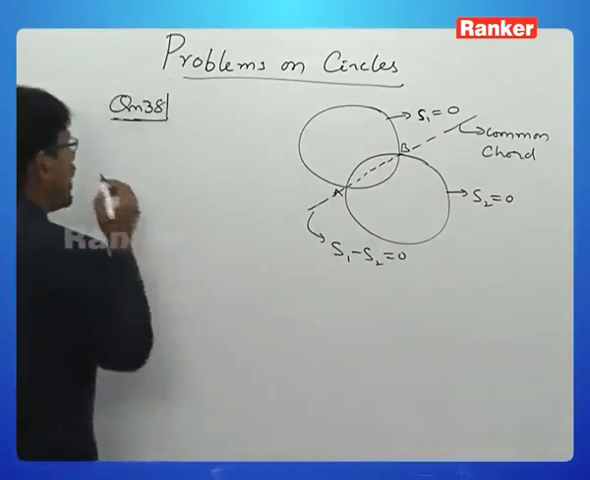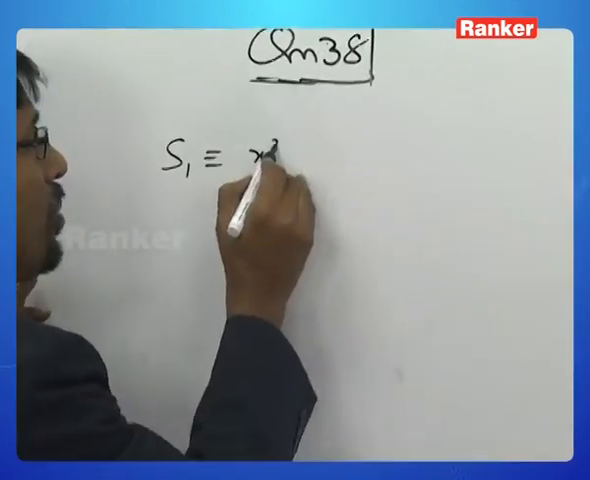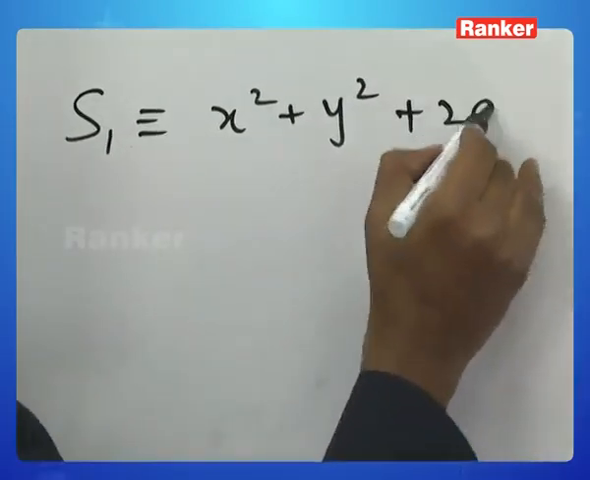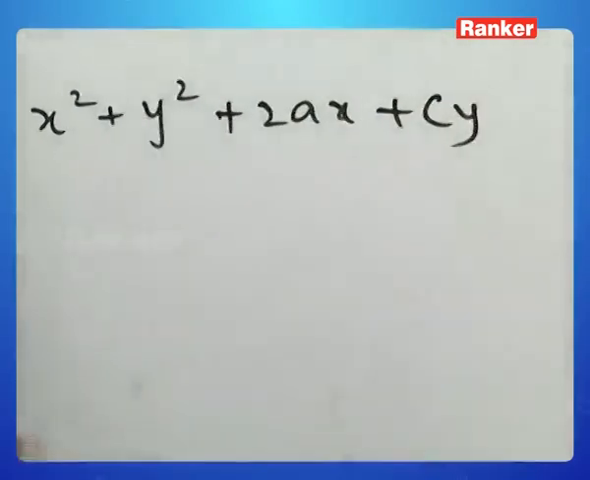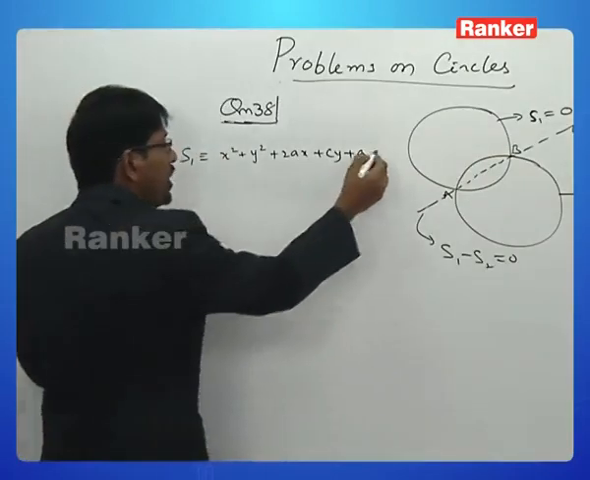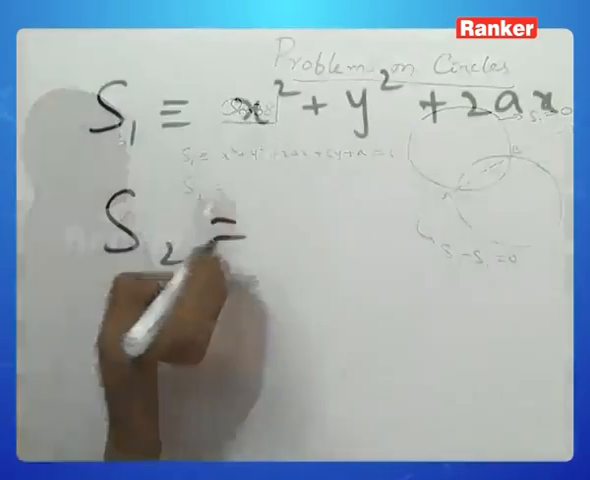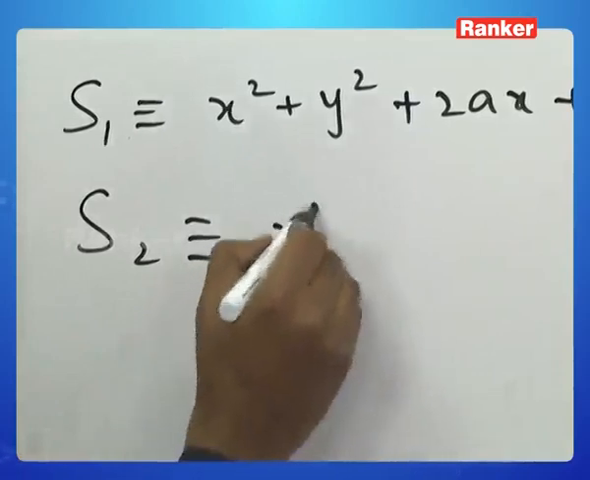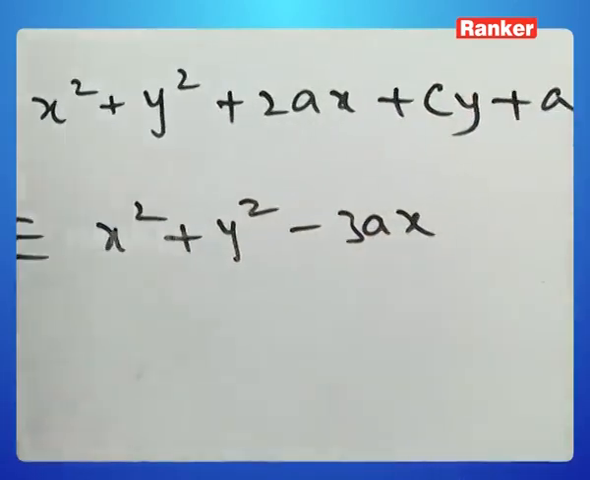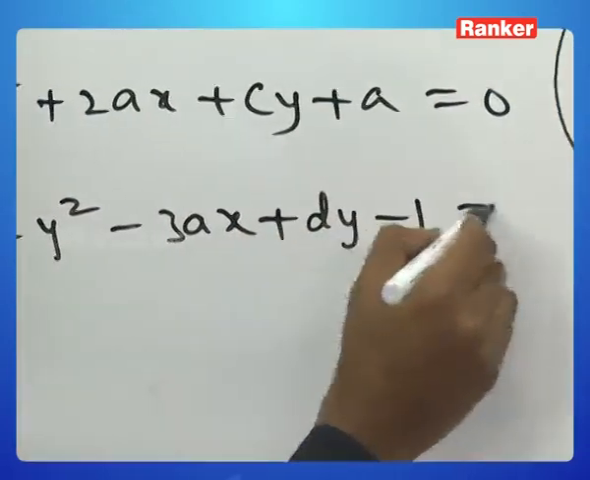So in our context, what is S1? In the given problem, S1 is x square plus y square plus 2ax plus cy plus a. This is S1. S1 equal to 0 is the first circle, let us say. Second circle is x square plus y square minus 3x plus dy minus 1 equals to 0.